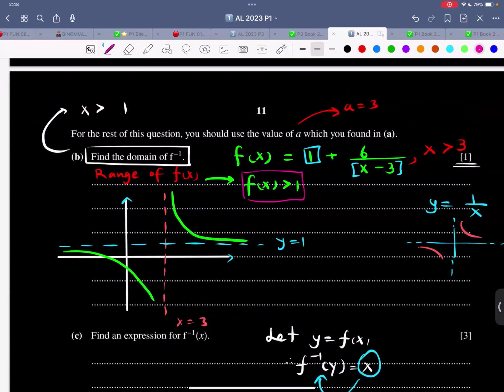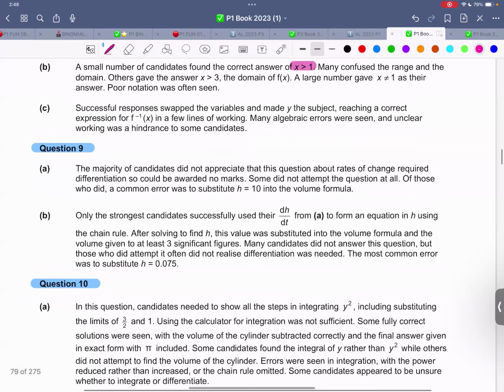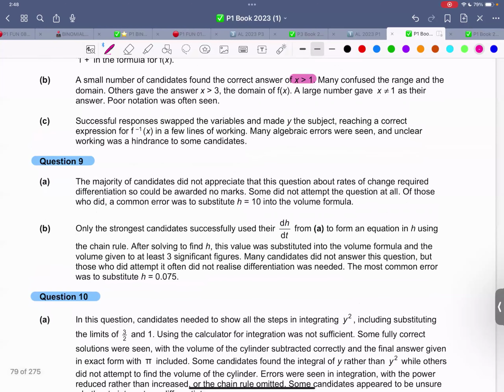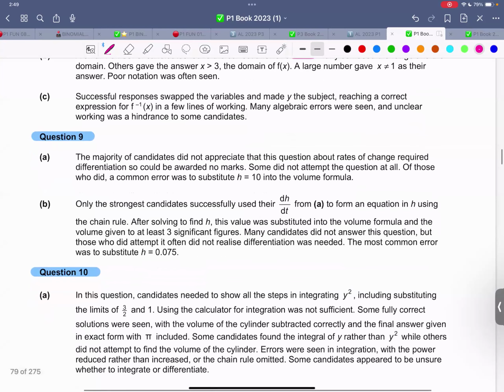The range of f(x) is the same thing as domain of f inverse. Domain is written in terms of x. So I have just corrected this. A small number of candidates found the correct answer. Many confused the range and domain. Others gave answers such and such. A large number gave such. Poor notation was often seen. Successful responses swapped the variable and made y the subject.